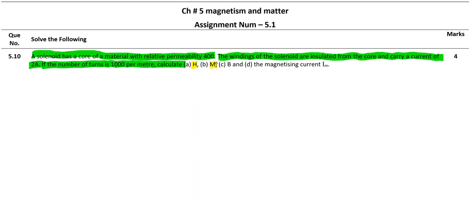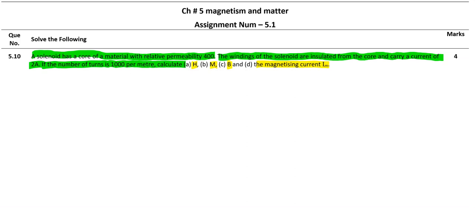H, M. What is H? Magnetic intensity. M is intensity of magnetization. B, that is magnetic induction, and magnetizing current. We'll see what is magnetizing current. First, let us understand the situation.